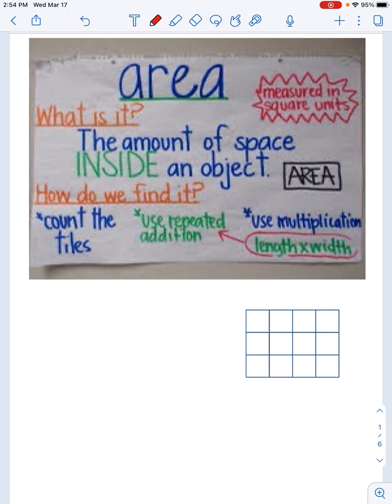It is time to do our lesson for area this week. We did area last week, and we know that area is like an array. When we use an array, we are multiplying. So when we are finding the area, we are also multiplying.